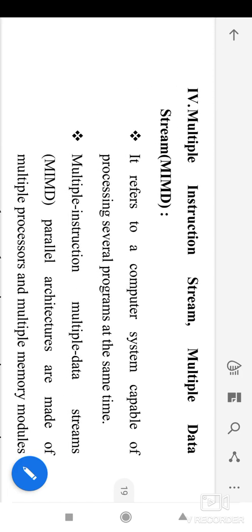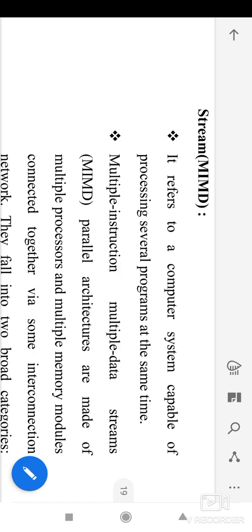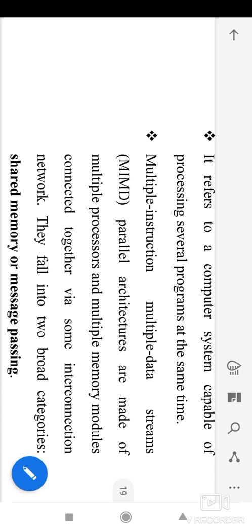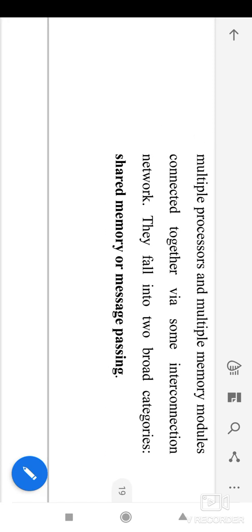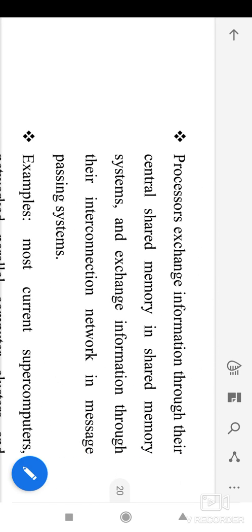Then the next one is the multiple instruction stream and multiple data stream. It refers to a computer system which is capable of processing several programs at a time. Multiple instruction, multiple data stream parallel architectures are made of multiple processors and multiple memory modules which are connected together using an interconnection network. There are two main categories that we have: shared memory or message passing.